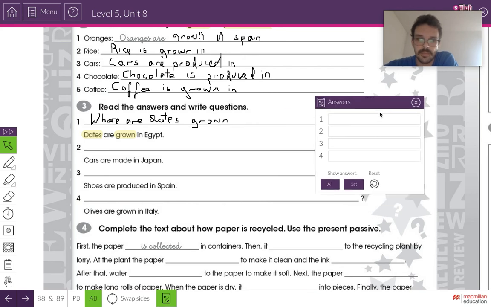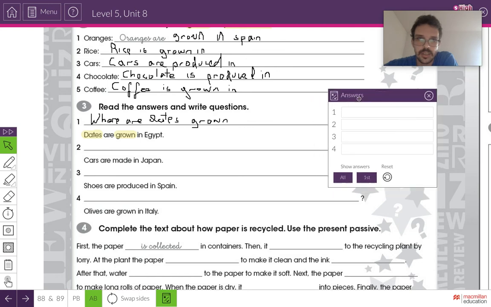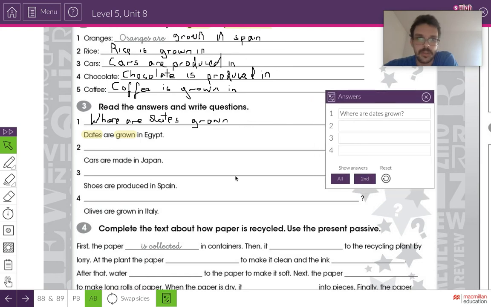So the first one, where are dates grown? Number 2, cars are made in Japan. What's the question? Where are cars made? Make sure you've got it correct. Number 3, shoes are produced in Spain. So we make the question, where are shoes produced? Again, make sure you have this correct. And then finally, olives are grown in Italy. So we make the question, where are olives grown? Make sure you have all the correct answers written down here. Very good.